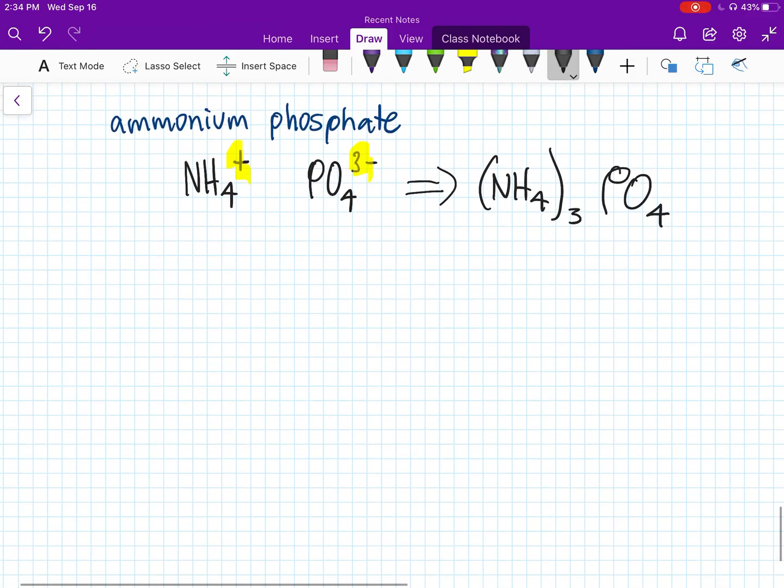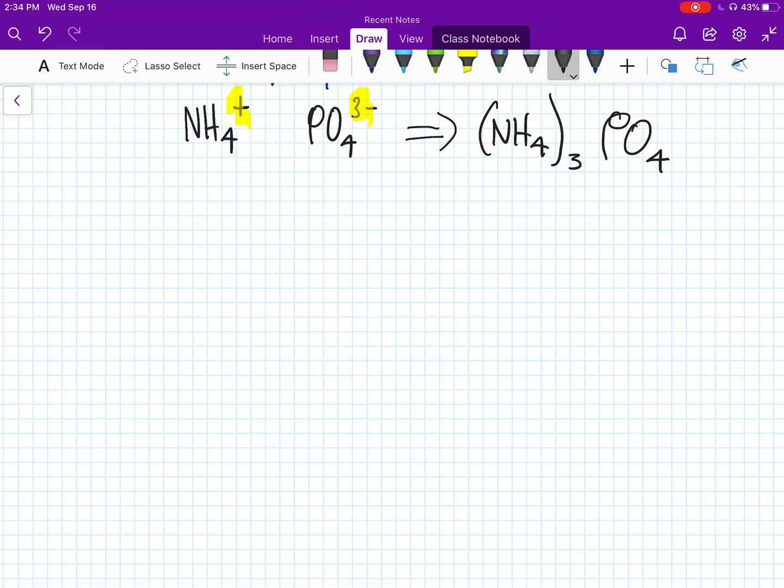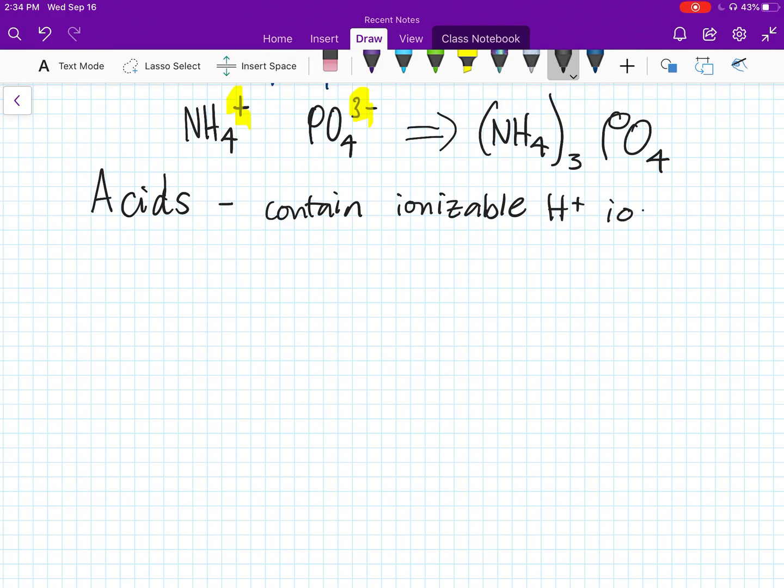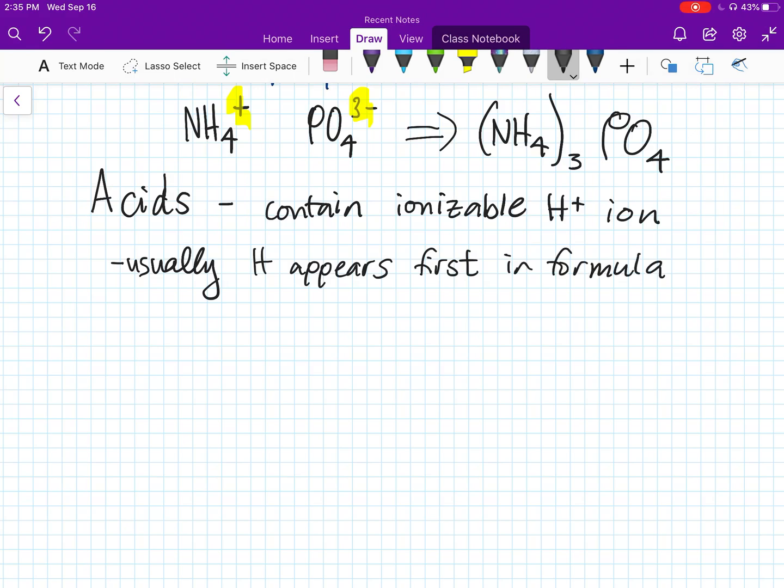The last category of ionic compounds are the acids. The acids are a special class of compounds that contain an ionizable hydrogen, an ionizable H+ ion. Usually the hydrogen appears first in the formula, but not always. We're going to learn, especially next semester, about situations where the hydrogen does not appear first, but usually for your purposes this semester it does.